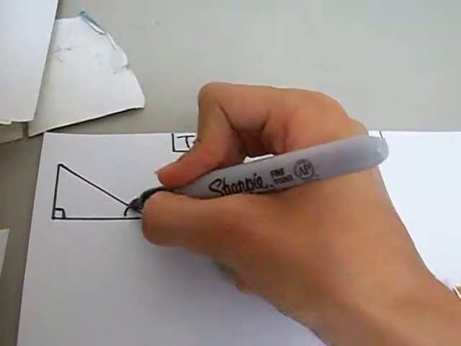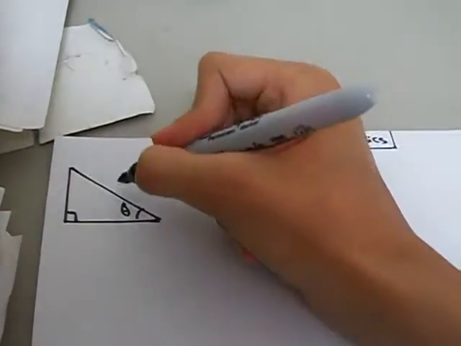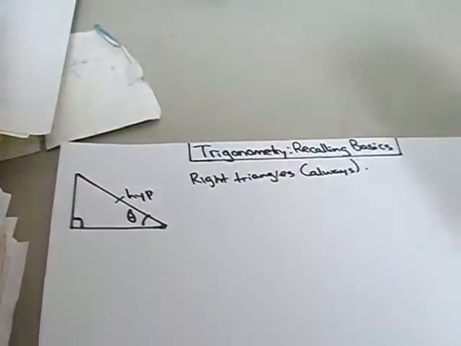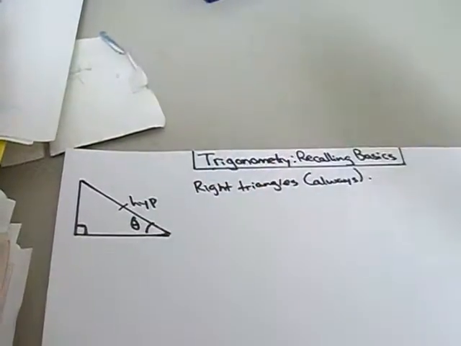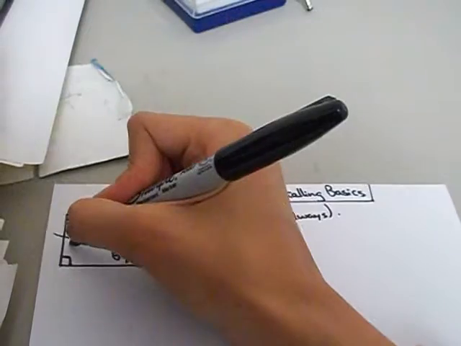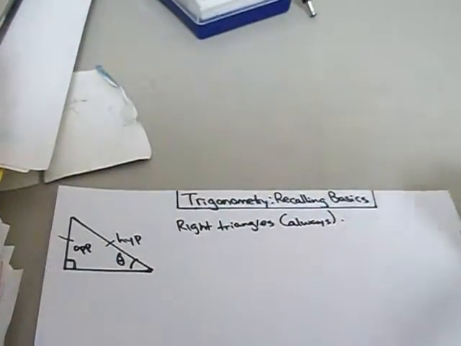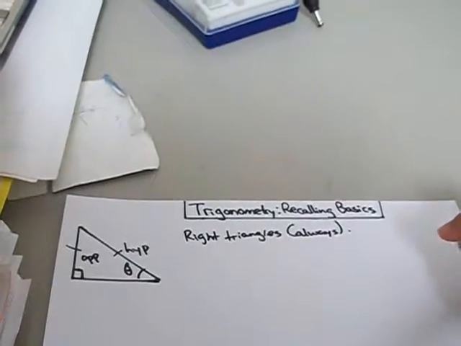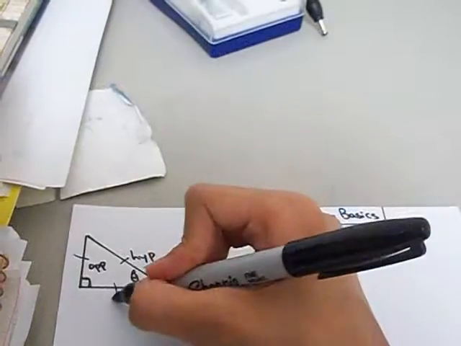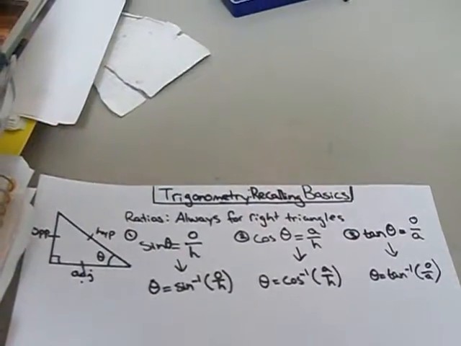So I have my reference angle here. And obviously this is the hypotenuse since it's the longest side and is opposite the right angle. Opposite this reference angle will be this side. So let's call this OPP, or opposite, and the hypotenuse is called HYP. And the adjacent side will be called adjacent, or ADJ. So there are three ratios taught in grade 10.